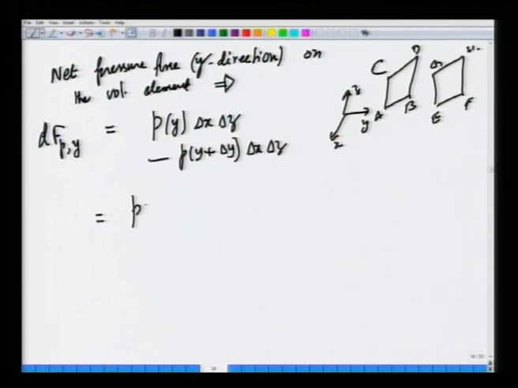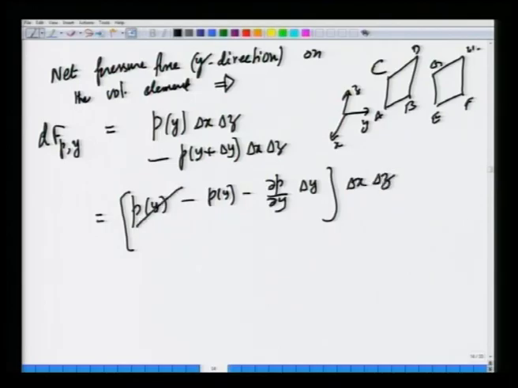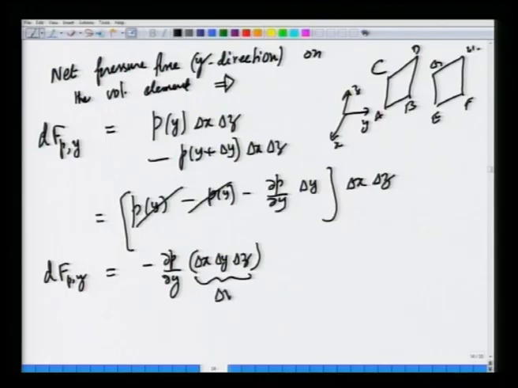But I can use the Taylor series expansion to write this as P at y minus P at y minus partial P partial y times delta y times delta x delta z. So, these will cancel to give dFpy is nothing but minus partial P partial y times delta x delta y delta z. This is nothing but the volume of the cubic element. So, I can write it as minus partial P partial y times delta v.